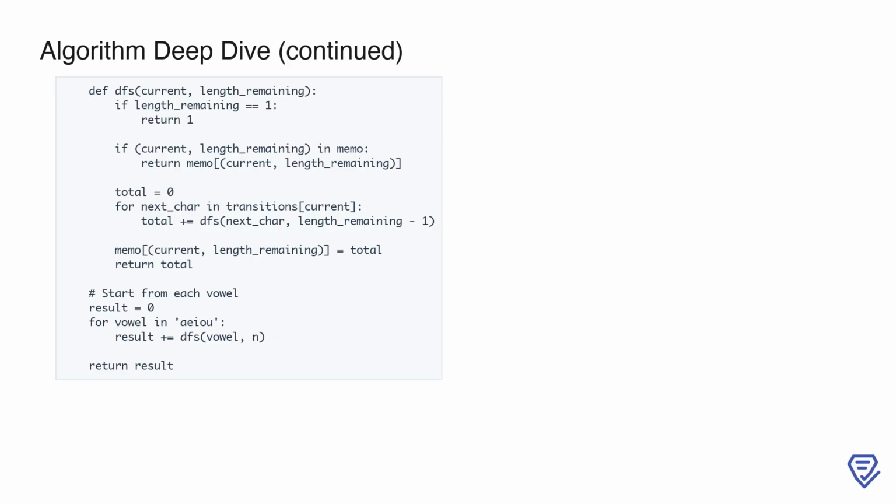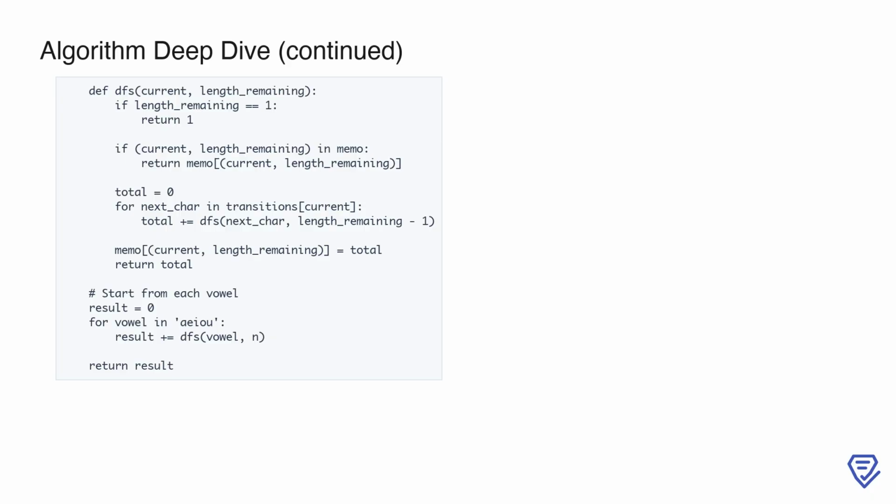Otherwise, we iterate over all valid transitions for the current vowel, making recursive calls for each valid next vowel while reducing the remaining length by 1. The results of these recursive calls are accumulated to get the total count for the current state. This total is then stored in the memoization table for future reference.